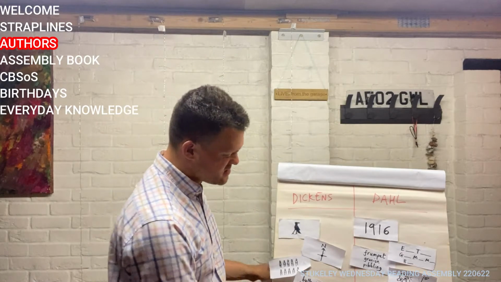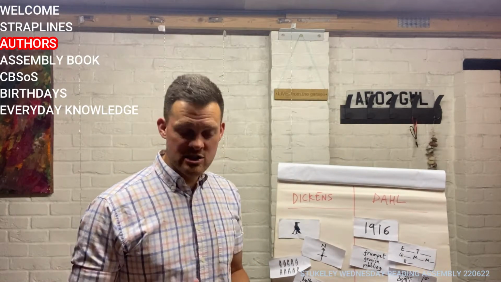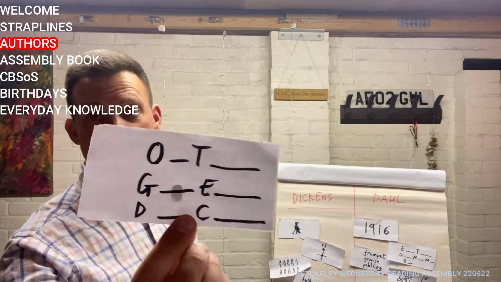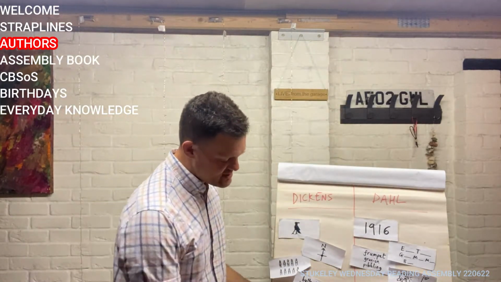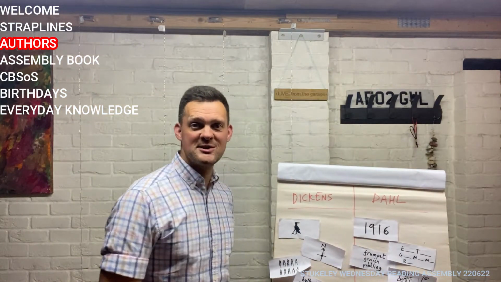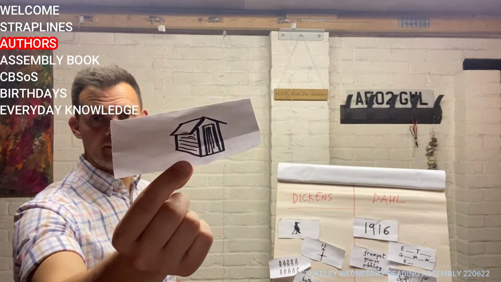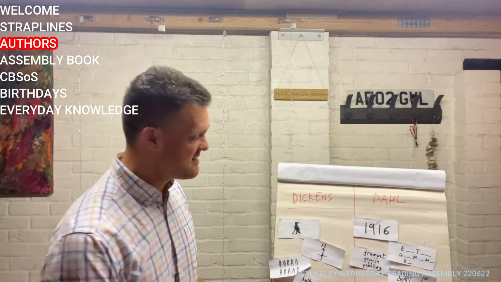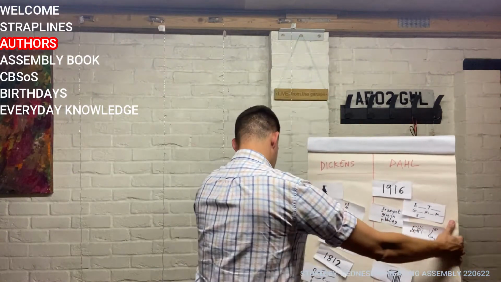Oh, 1812. That's got to be Dickens' birth. Did you get that? I hope you did. Oh, here are some Dickens books. Oliver Twist, Great Expectations, David Copperfield. Did you get any more? Christmas Carol, Old Curiosity Shop, Tale of Two Cities. There we go. Writing shed. That belonged to Roald Dahl. Yes, it did. Right, let's move that over here.